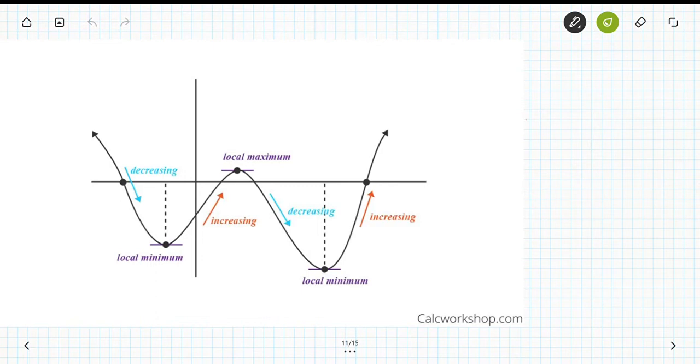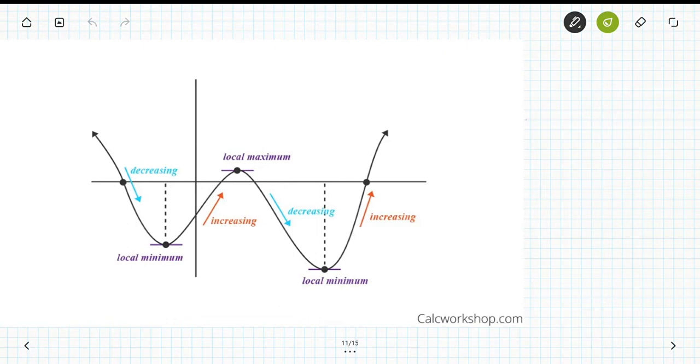I just wanted to review a little bit. I know we've seen this before, and you probably heard me say this a lot, but let's talk about the first derivative, right? Because after today, we're going to be talking about inflection points.